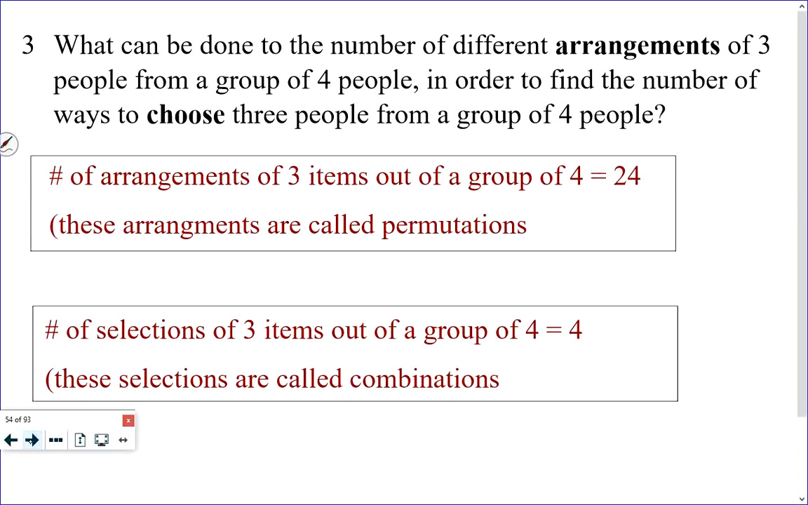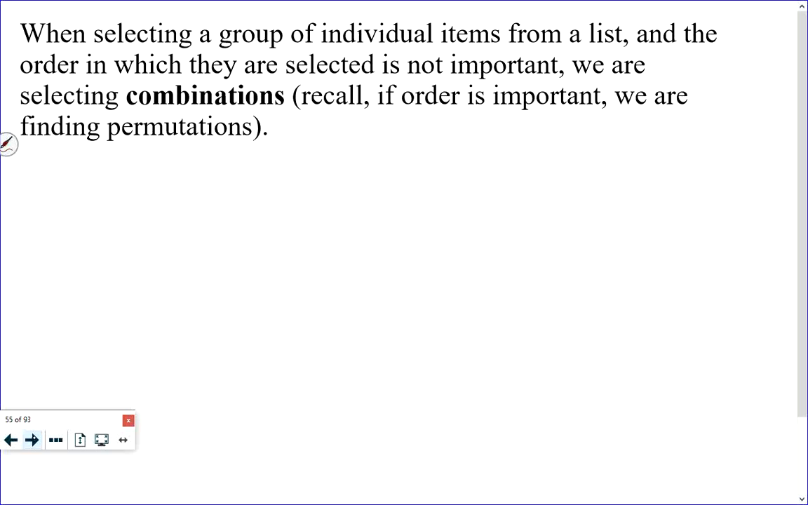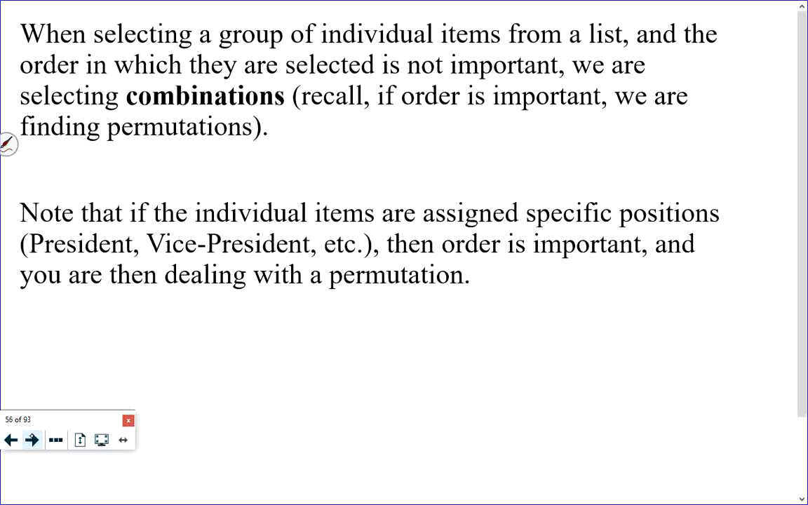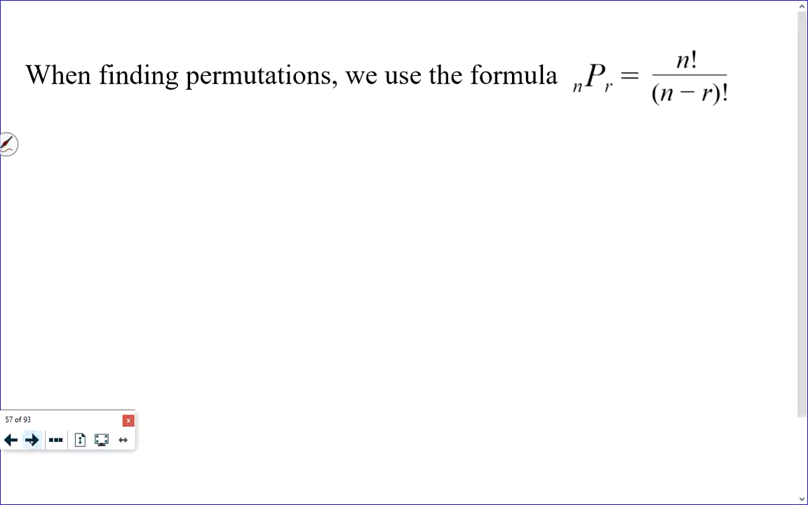So, when selecting a group of individuals from a list, and the order in which they are selected is not important, you're selecting a combination, and if order is important, you're selecting a permutation. And if the individual items are assigned specific positions, then order is important. I think you get that, right? Am I safe to say that you guys get that idea? Okay. So let's get now to the nuts and bolts of it.